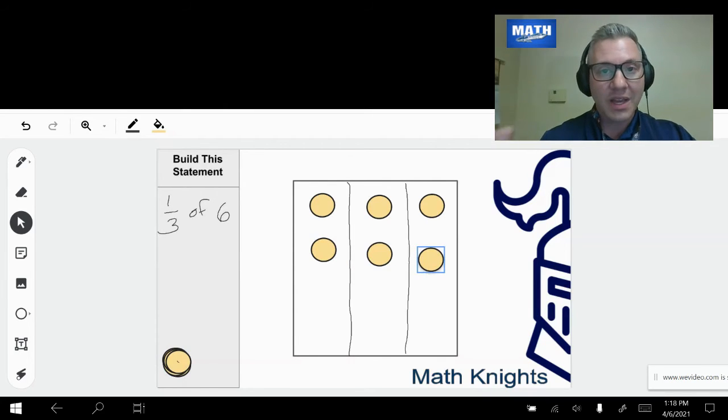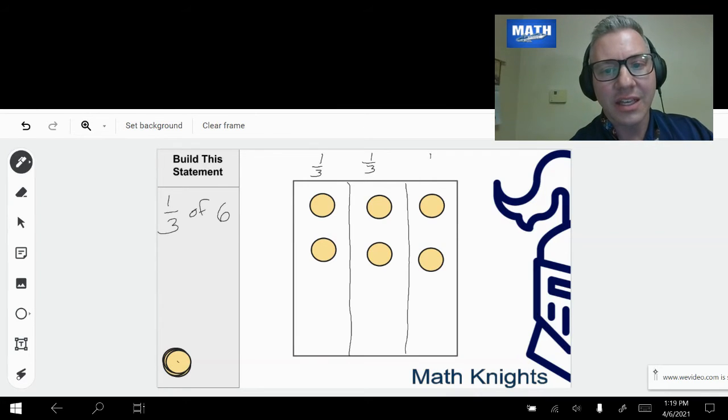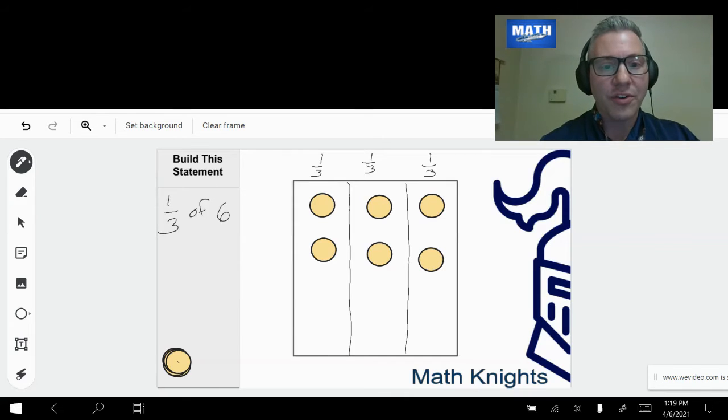Well, if I use my thinking about this shape and the fraction that I cut it into, this here is 1/3, this is 1/3, and this is 1/3. And if I need to know what 1/3 of 6 is, 1/3 of 6 is 2.